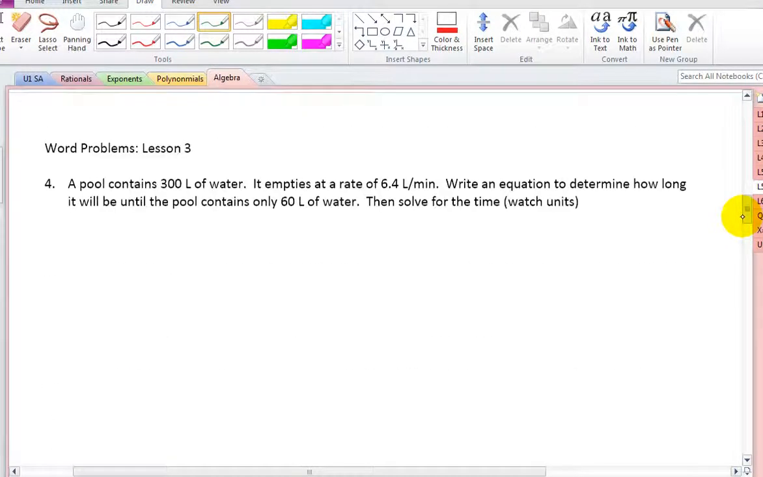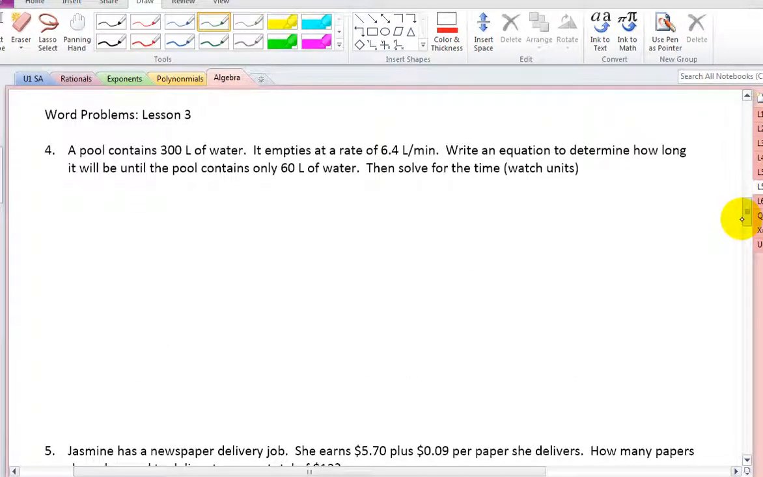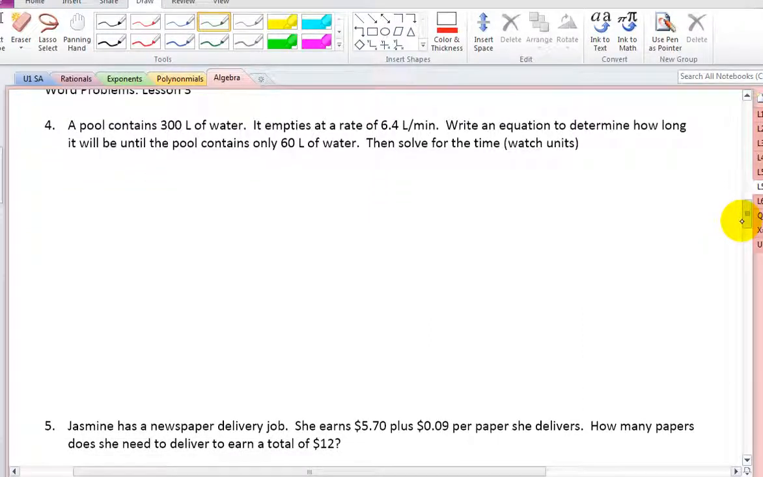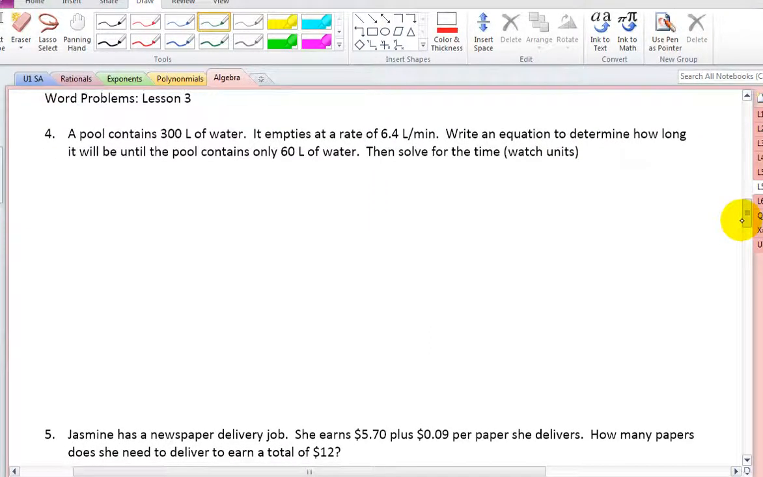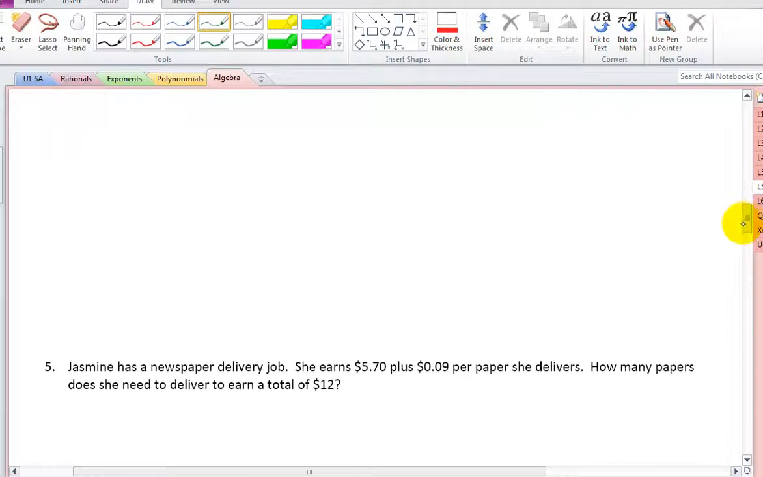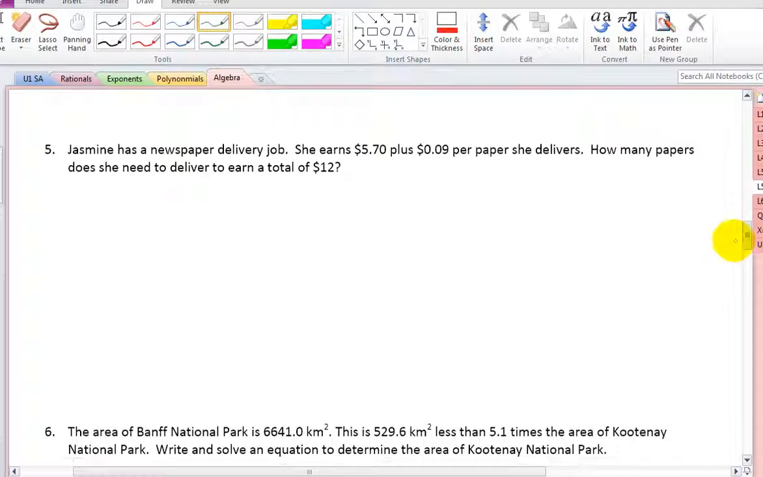All right. Next one. Let's leave this one for a second. Let's go to number 5. Okay. So Jasmine has a job delivering papers, $5.70 plus 9 cents per paper. How many papers, if she makes $12, does she deliver?